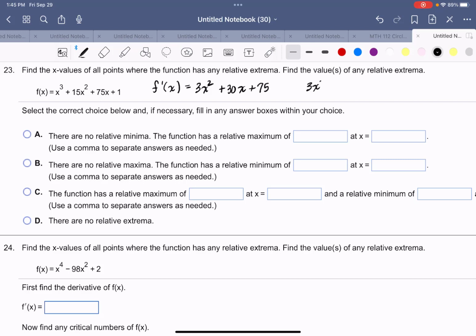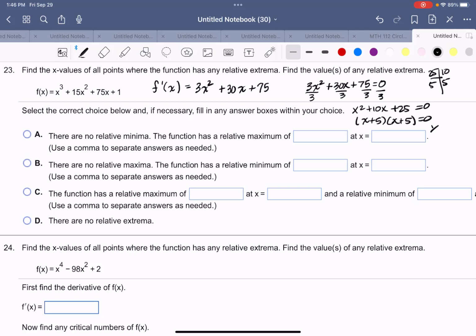Then I set my derivative equal to 0 to find the critical numbers so we can find out where the function's increasing and decreasing. I'm going to divide all these by 3 just to make the factoring easier. And I get x squared plus 10x plus 25 equals 0. And these are the factors of 25 that add to 10, 5 and 5. So x plus 5 times x plus 5 equals 0.